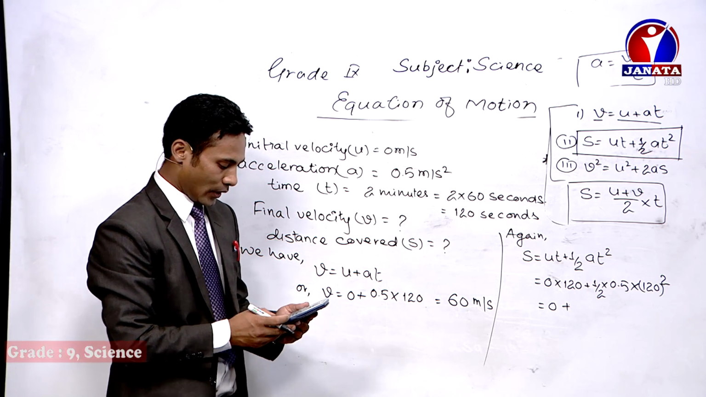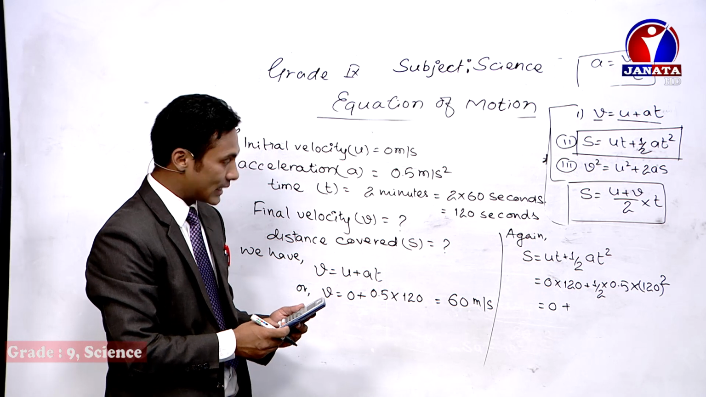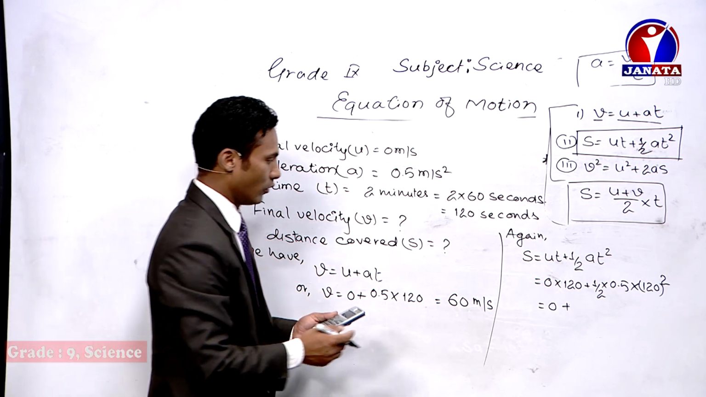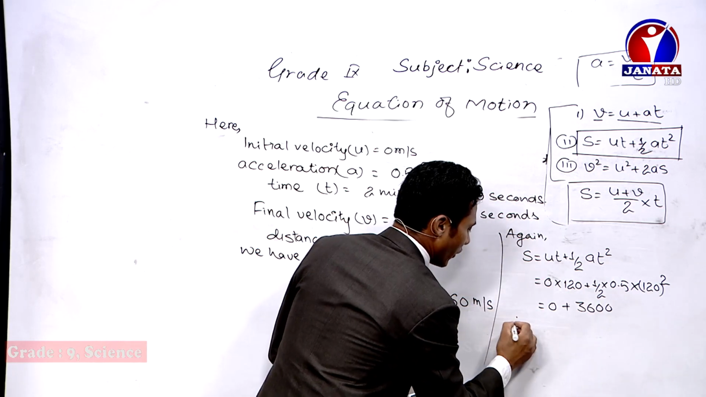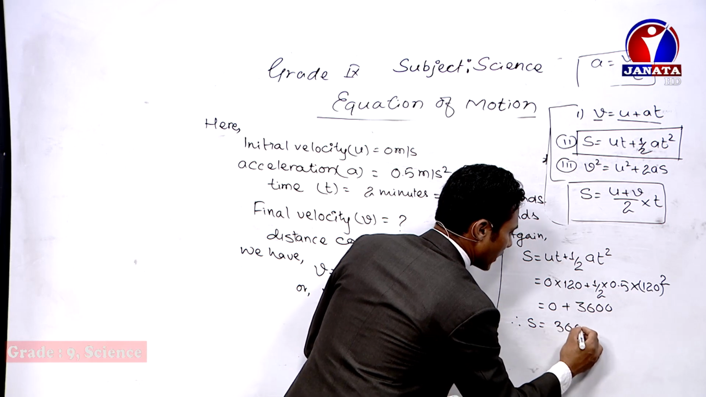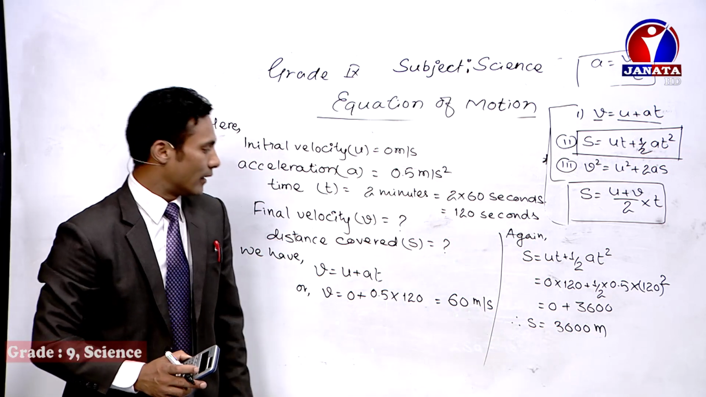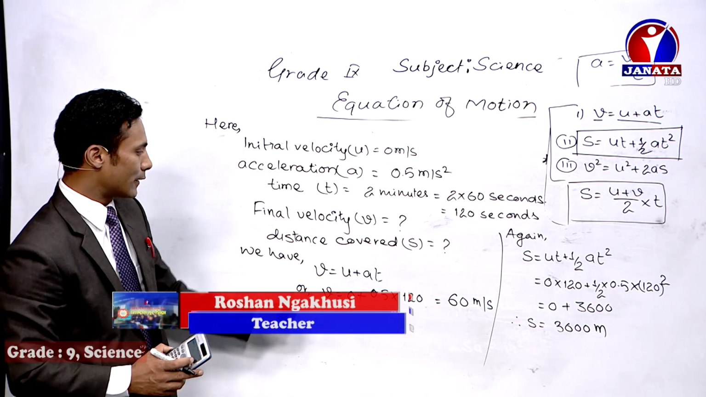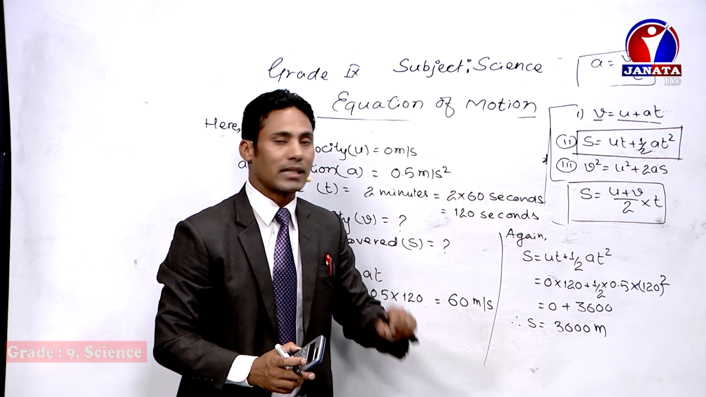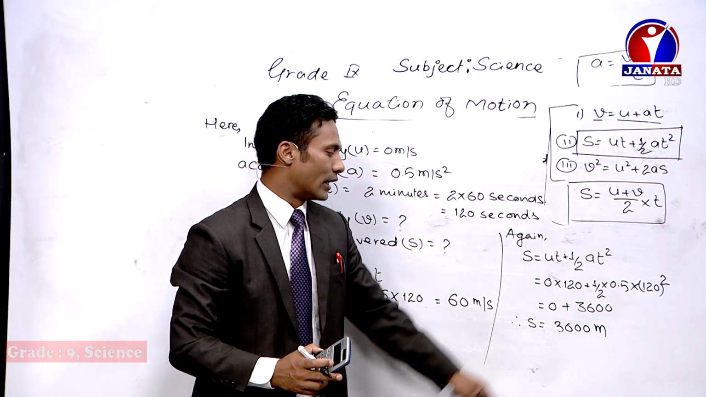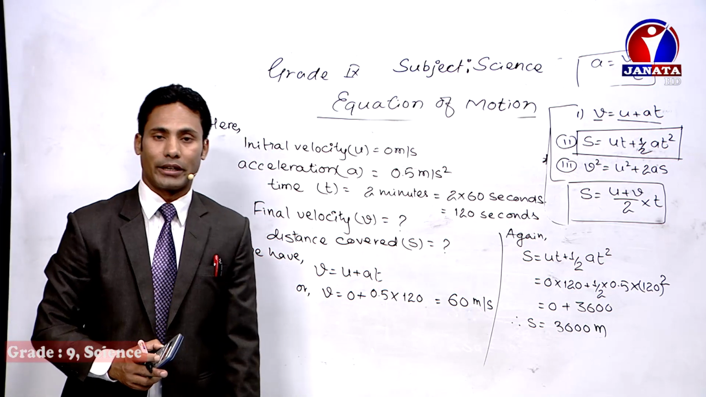Okay, so this one is 0, and if you calculate this, then you will get the answer. So 0.5 into 120 square divided by 2 is 3600. So therefore s equals 3600 meter. Distance, its unit is meter. That's why the final velocity of the car is 60 meter per second. Conclusion you can write down at the last. And distance traveled after the 2 minutes is 3600 meter. So in this way we can solve the numerical problem.